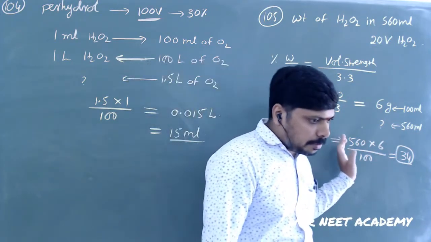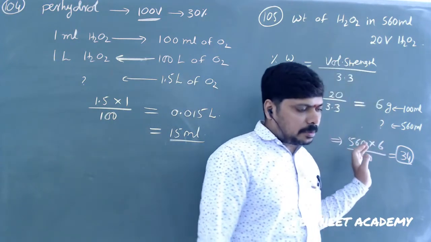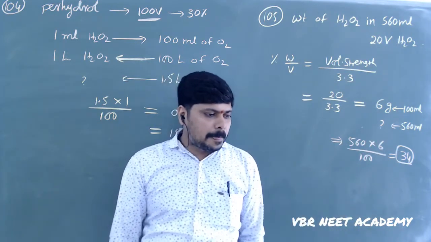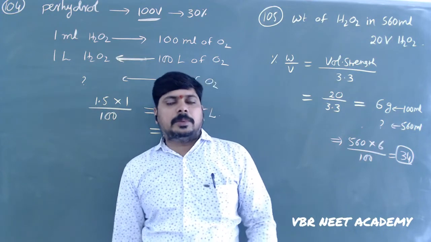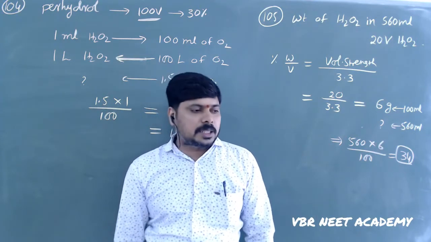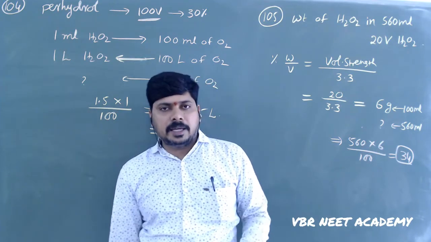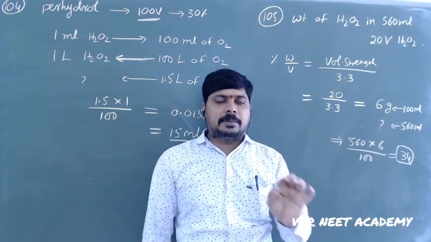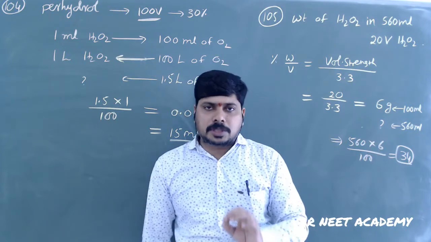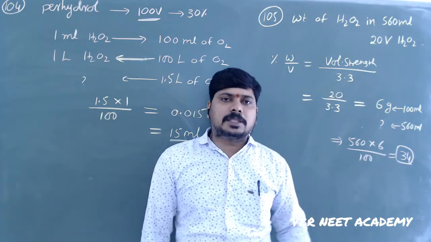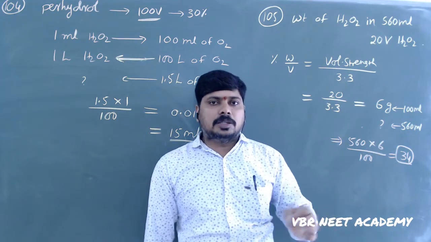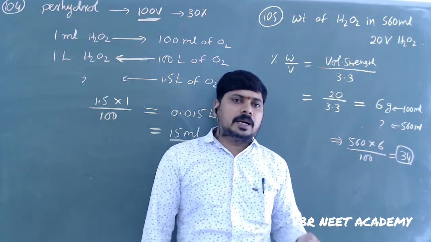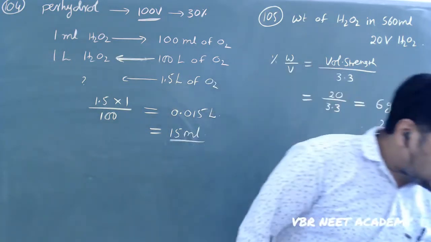Understand? This is how we make meaning of volume strength. I said the meaning of volume strength: how much volume of oxygen is liberated by a given H2O2. The H2O2 concentration is explained in terms of volume strength. Volume strength is nothing but how much volume of oxygen is liberated by that particular ml of H2O2. If 1 ml of H2O2 liberates 10 ml of oxygen, we say 10 volume strength. If it liberates 100 ml of oxygen gas, it is called 100 volume strength. 30 volume strength means 30 ml of oxygen gas is liberated. That is the meaning of volume strength.